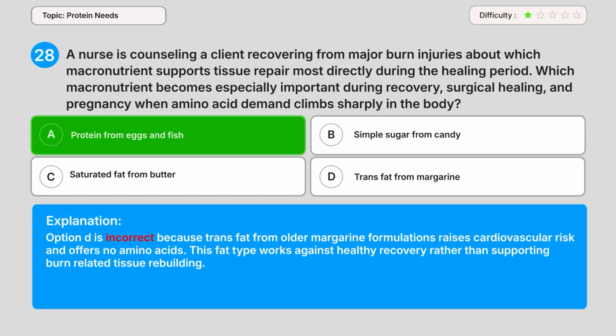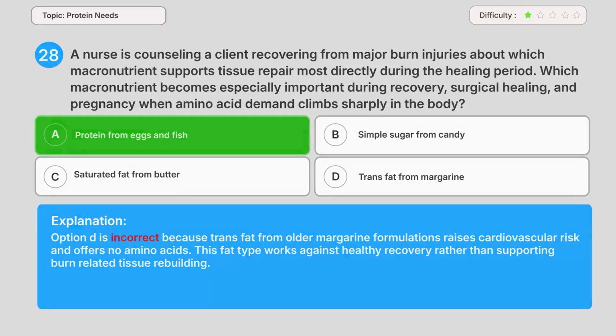Option D is incorrect because trans fat from older margarine formulations raises cardiovascular risk and offers no amino acids. This fat type works against healthy recovery rather than supporting burn-related tissue rebuilding.